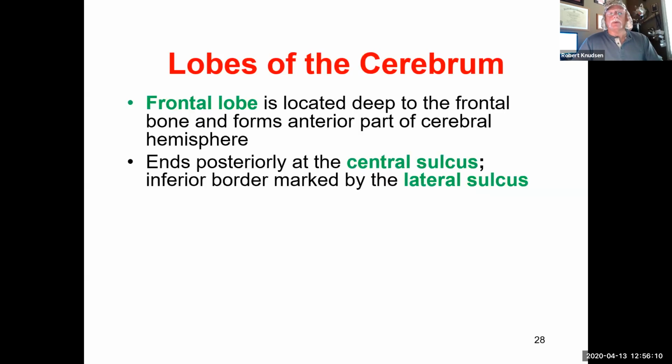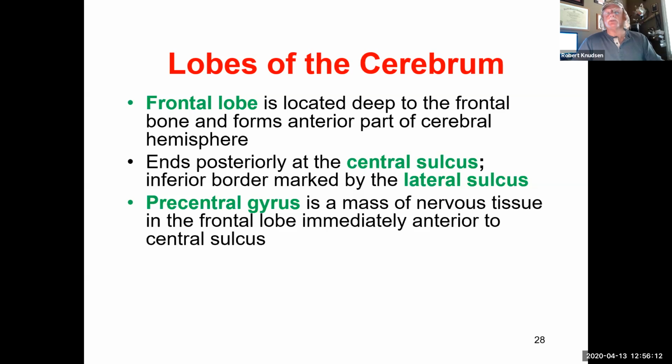Okay, frontal lobe, precentral gyrus. Precentral gyrus is in the frontal lobe. Precentral gyrus, frontal lobe. Postcentral gyrus, parietal lobe. Okay? So pre is motor, post is sensory.